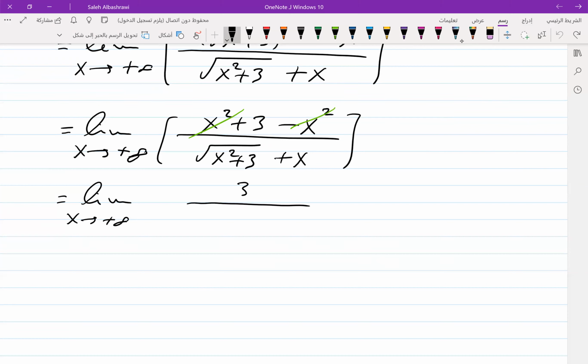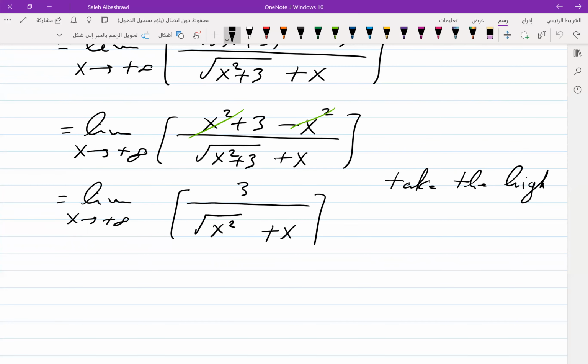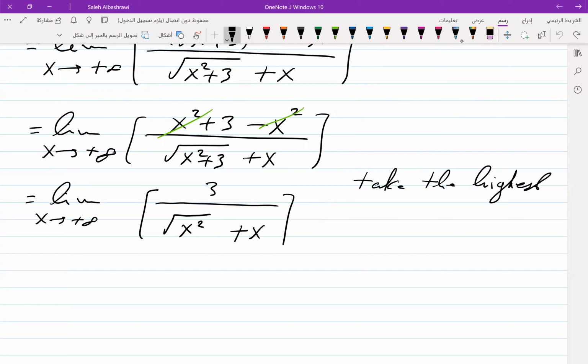Now for the denominator, we have to do something with the square root. I have square root of x squared plus 3, plus x. Now I can take the limit inside the square root and then choose the highest power. So just to make it short, for the square root in the denominator, I will take the highest power only, plus x. Take the highest power for the radical.